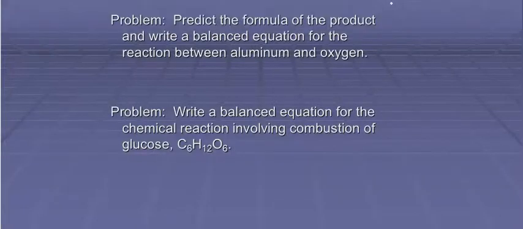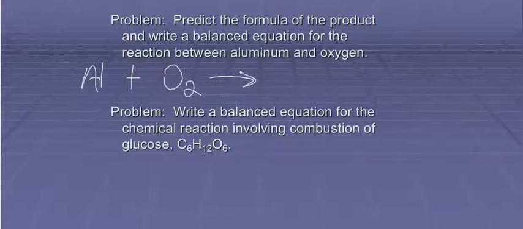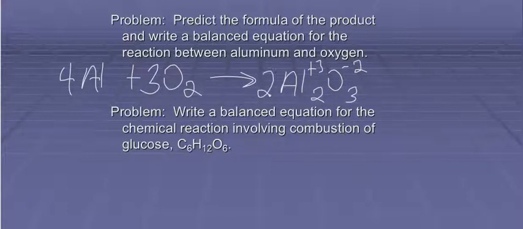First one, I'm reacting aluminum with oxygen. Oxygen is diatomic. Put them together, we're going to use the most common charges. Aluminum +3. Oxygen, most commonly, -2. So my product, Al2O3. Then you can go back and balance that chemical equation.